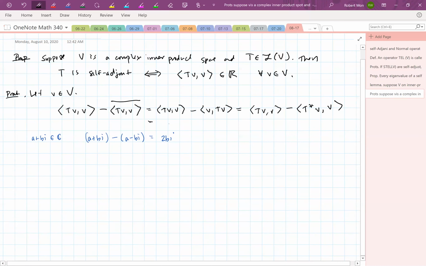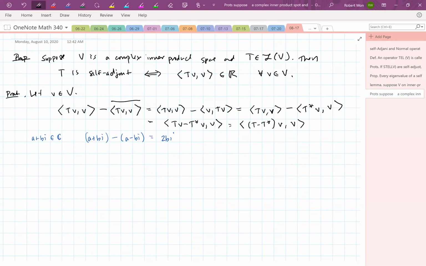And this is equal to, I can now use the linearity or the additivity of the adjoint in the first slot to write this as (T - T*)v, v. And then the difference of linear operators is something like this. So the difference between the inner product of Tv and v and its conjugate is always this inner product of (T - T*) applied to v, and v.